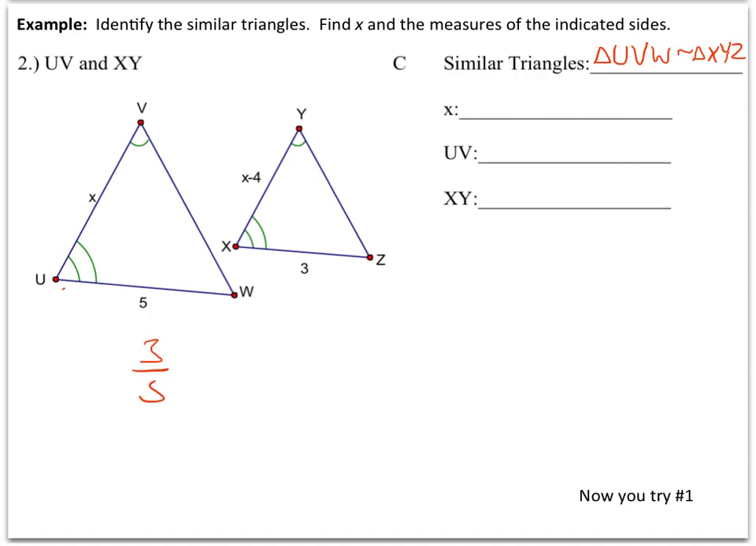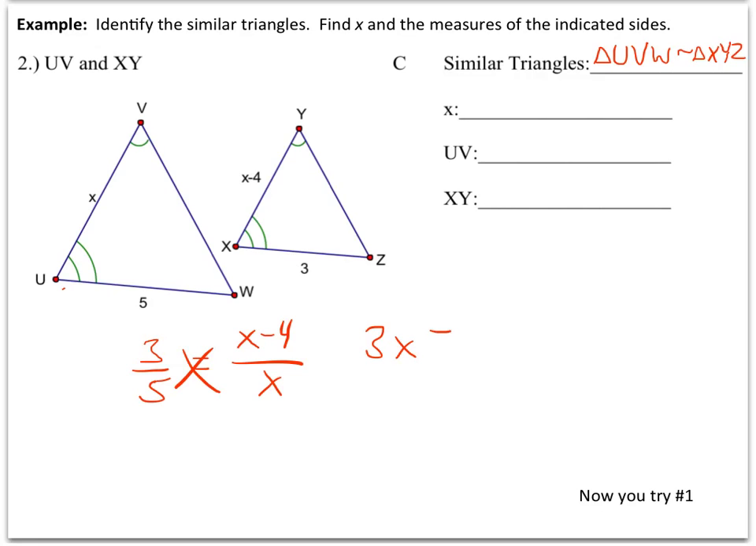So 3/5 should be equal to the ratio of any of the other two sides. And I have the side XY, which is x minus 4, divided by the side UV, which is x. Setting it up is always the hardest step. After that, cross multiplication, or what we've been calling the cross product.